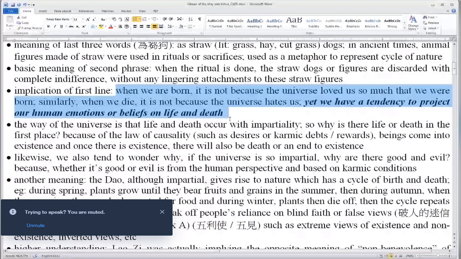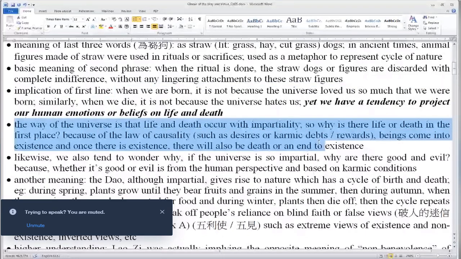But it's still unavoidable. Death is still unavoidable. So that's the way of the universe, that life and death occurs with impartiality. So why is there life and death in the first place? That's because there's causality, due to desires, karmic debts, rewards. So beings come into existence, and once there's existence, there will always be an end to existence, a death. That's the way it is.